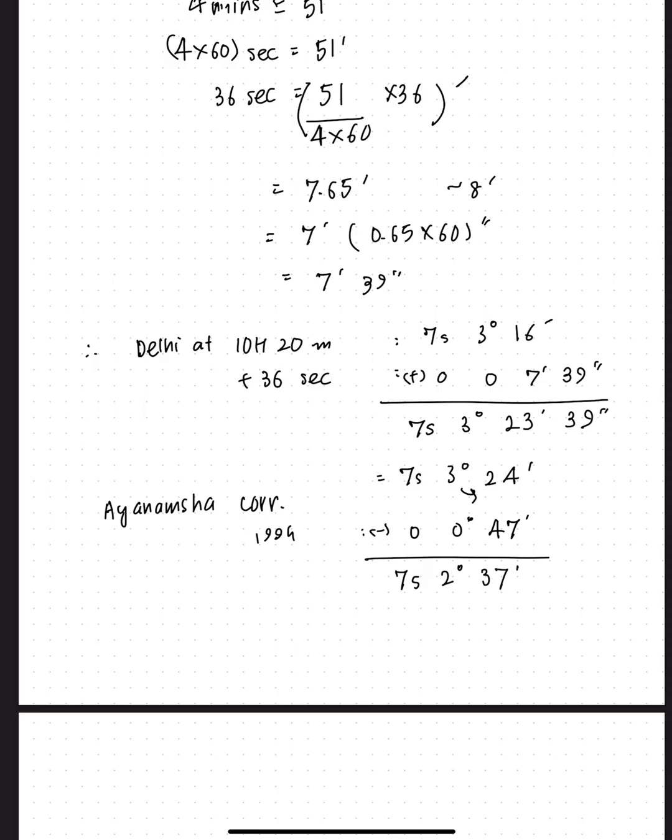Now what does this mean? What is our ascendant? This means 7 signs have passed, and by how much? 2 degrees 37 minutes. So our ascendant is Scorpio, because Scorpio is the 8th sign after the 7th sign. So Scorpio at 2 degrees 37 minutes.